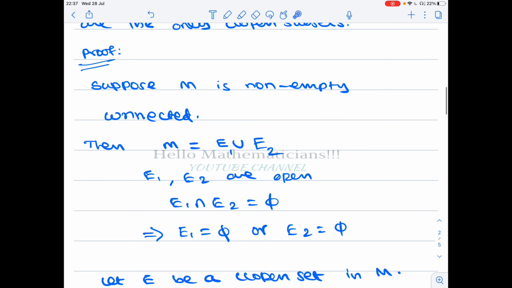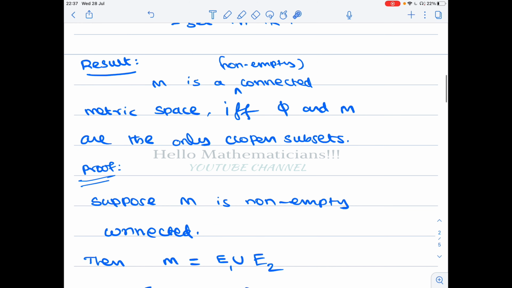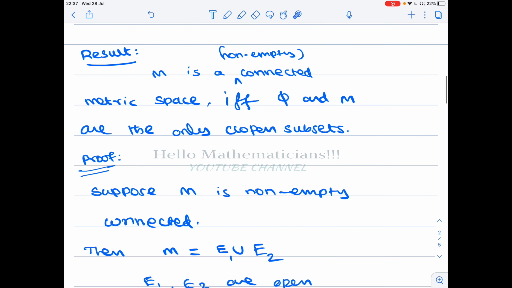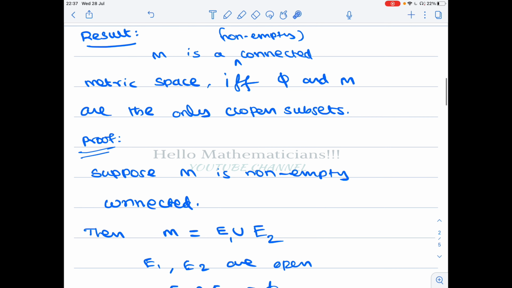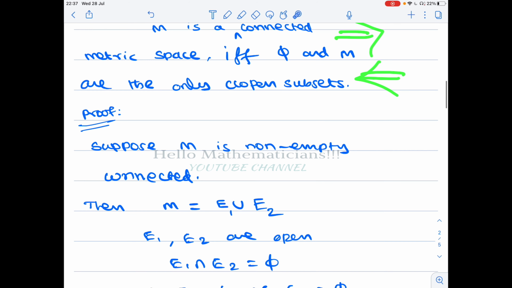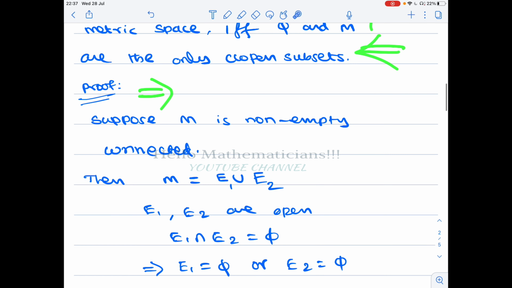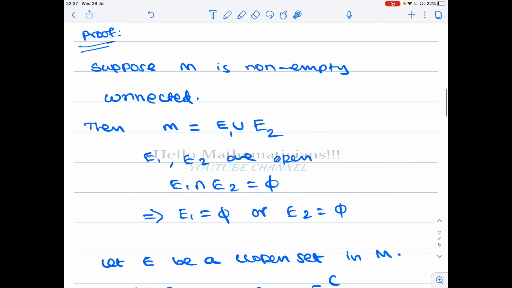Now let's see a short proof. Why is this proof important? In an NBHM interview, this problem was asked one time. Also this proof will give you more intuition for connected sets. So let's see the proof. It is an if and only if statement, so we have to prove both directions. We first prove the necessary part. Suppose M is a non-empty connected set. Then, what is the meaning of a connected set?